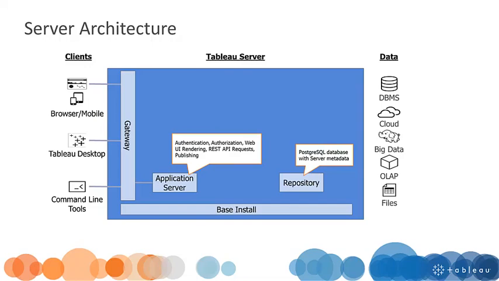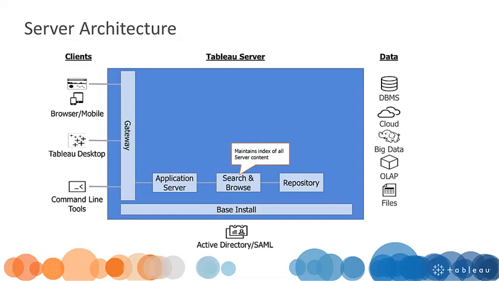The repository is a PostgreSQL database with metadata encompassing users, group assignments, permissions, projects, etc. It also stores flat files that are published up to the server. In a distributed environment, you can have up to 2 copies of the repository, an active one and a passive one. If the active repository goes down, server will automatically fail over to the passive instance.